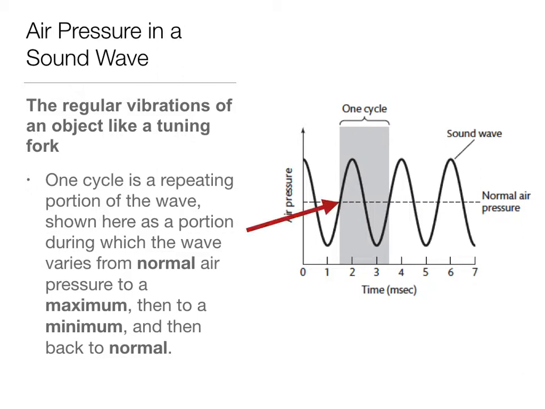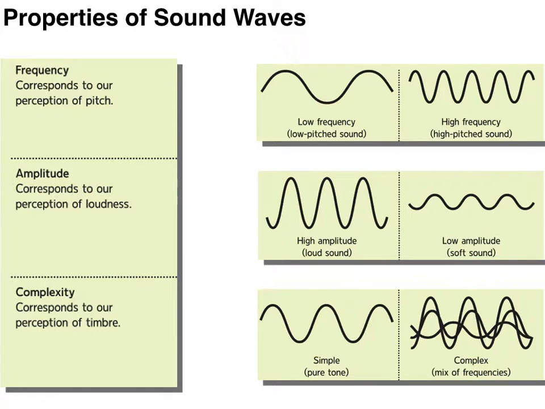And the way we measure it is we measure it from normal air pressure level to its maximum, back to its minimum, and then back to normal. That's what we're going to consider one cycle, where we go from normal to max to minimum and back to normal, that one cycle. And what's interesting about these pure tones and how we measure them is we'll look at several different things. We'll look at the frequency of that cycle. How often does that cycle repeat? And we also look at the amplitude of that cycle. How tall or how short does that cycle get?